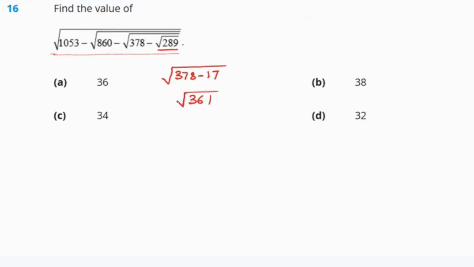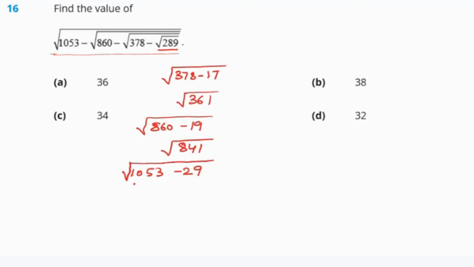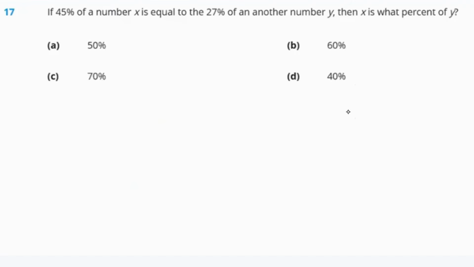The root of 361 is equal to 19, that we all know because 361 is the square of 19. Then we do 860 minus 19, and when we solve it we get 841, the root of 841, which is equal to 29. And we have 1053 over there. When we subtract 29 from 1053, we get 1024, and the root of 1024 is 32. So our answer has to be option D, 32. Understood?